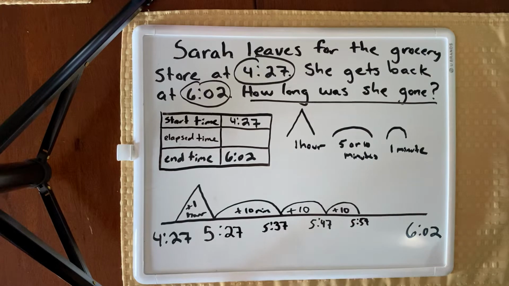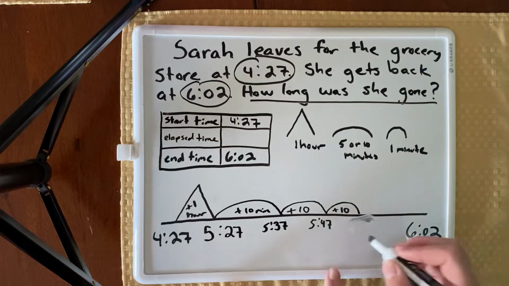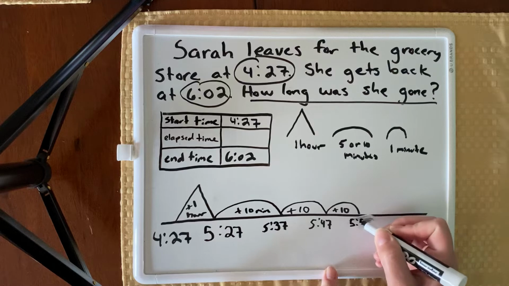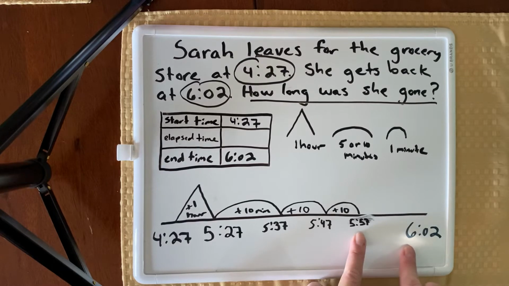Oh, that's a little messy. Let me neaten that up so I don't confuse myself. There we go. Now I can read it better. All right, so I'm at 5:57. I still have to get to 6:02.